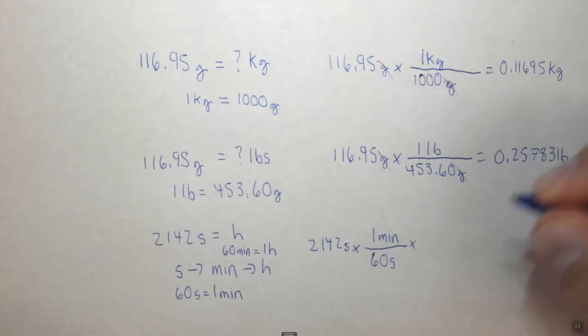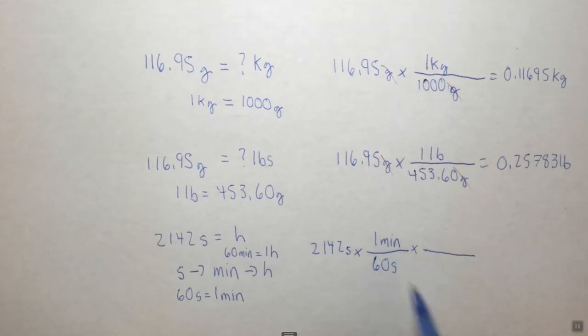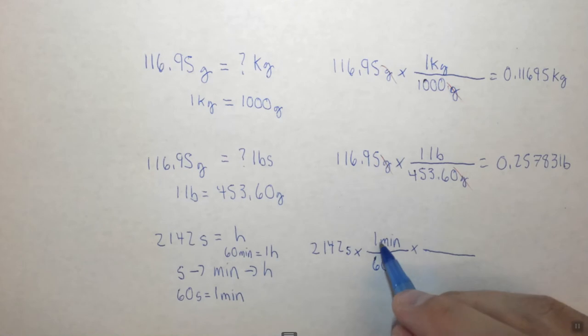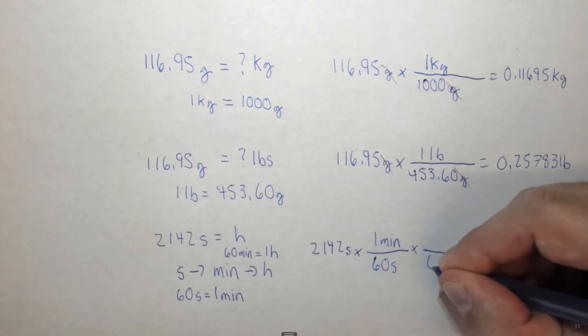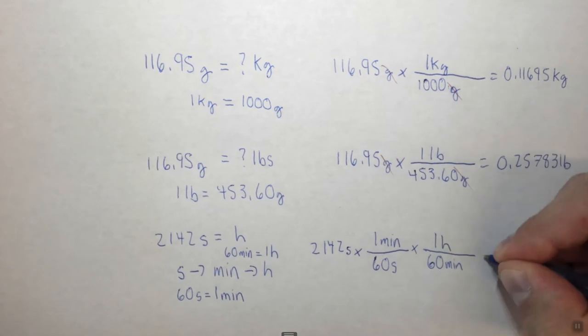For the next conversion, we now have minutes. So you always have whatever is at the top of the previous conversion factor. So in this case, seconds have canceled out, and we're left with minutes. So now we want to convert to hours. We need to put minutes here. We need to put the 60 minutes on the bottom and the 1 hour on the top.